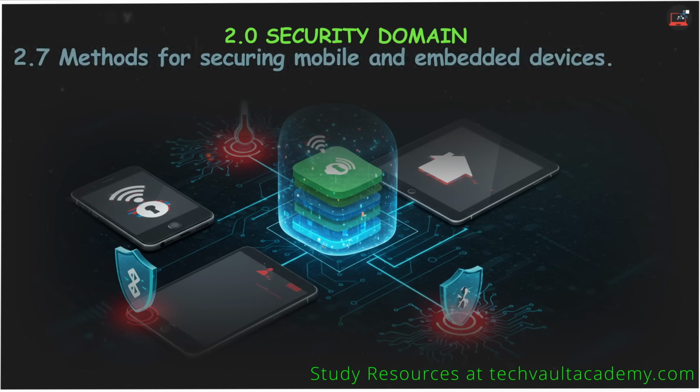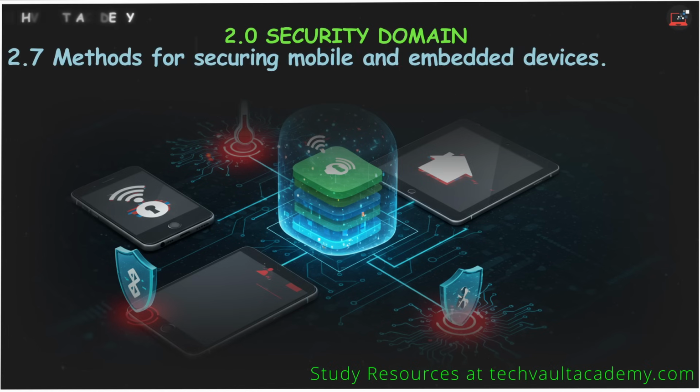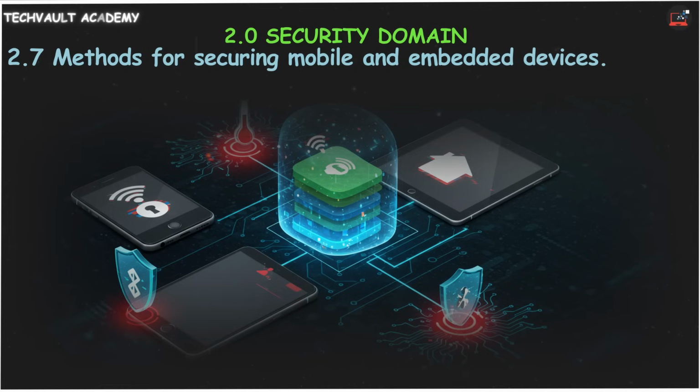Time to secure those pocket-sized powerhouses. This objective is all about protecting mobile devices, smartphones and tablets, and embedded systems, like IoT devices, which have unique security challenges. Mobile devices and embedded systems are increasingly important, but they also introduce new security risks. They're often portable, easily lost or stolen, and connected to networks, making them attractive targets.